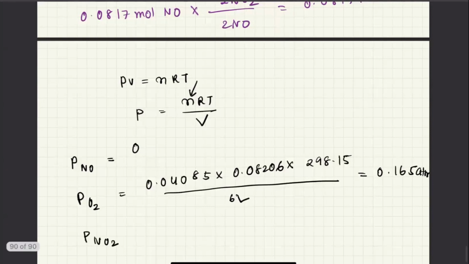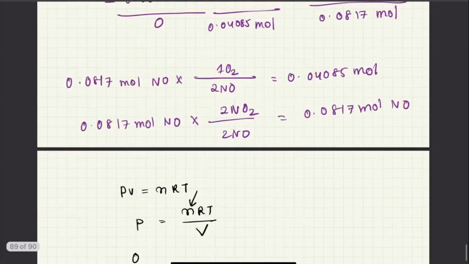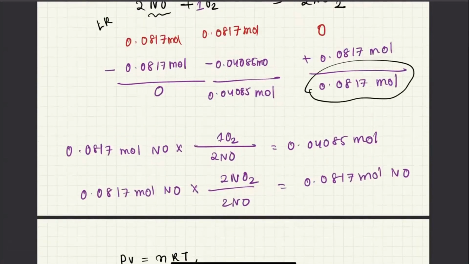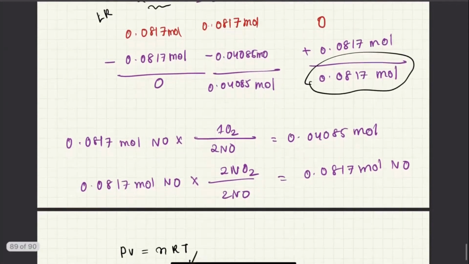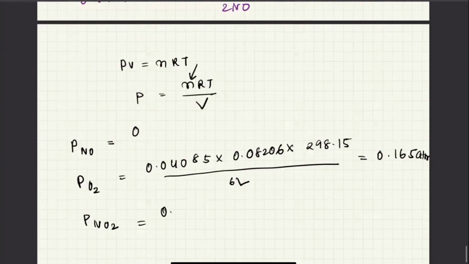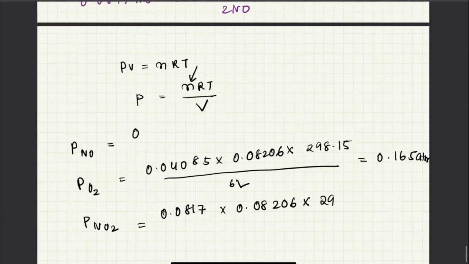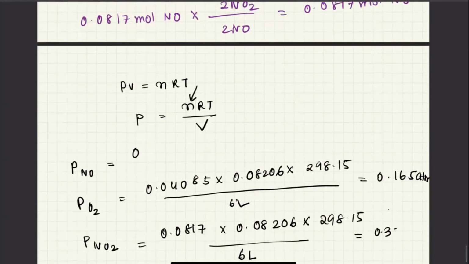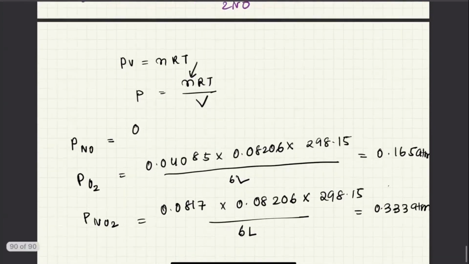Same thing we do for PNO2. So we have what? What's the mole of NO2? So we have 0.0817, and then we multiply with the R, which is the gas constant, temperature the same, and volume the same. And this is gonna give us 0.333 atm. Okay, so that's how we get here.